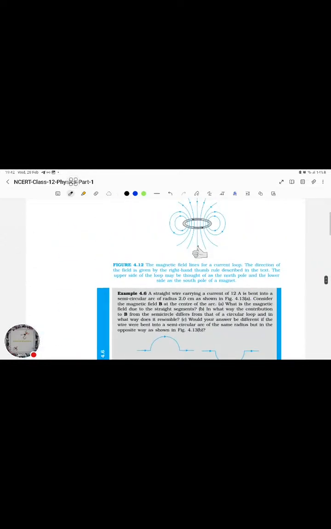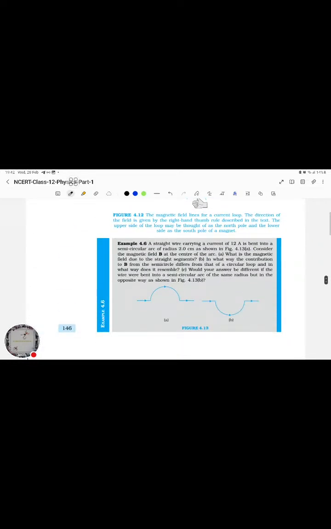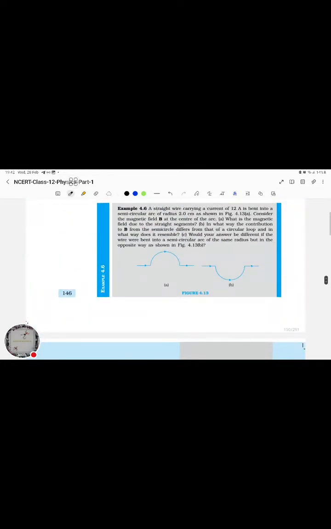Why is it so? Because dl bar cross r are all parallel, everything will be added up to give half the contribution, because we have only a semicircular loop, and in the dl calculation we will be considering only half the amount of loop. The difference is that they are opposite in direction in case of A and B.